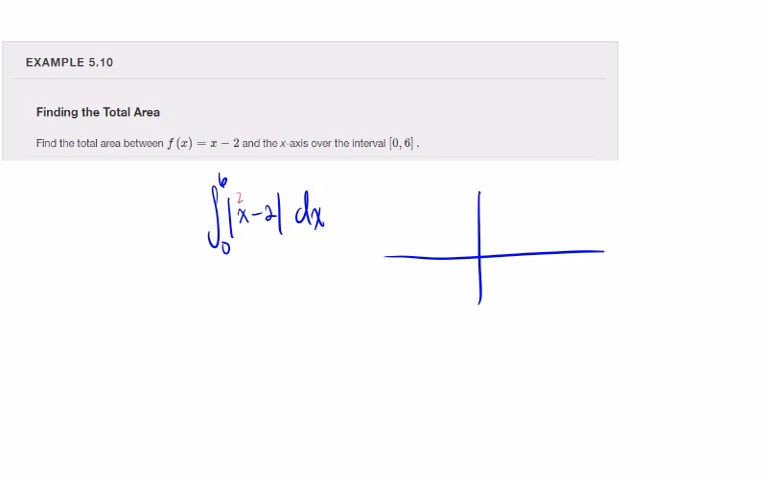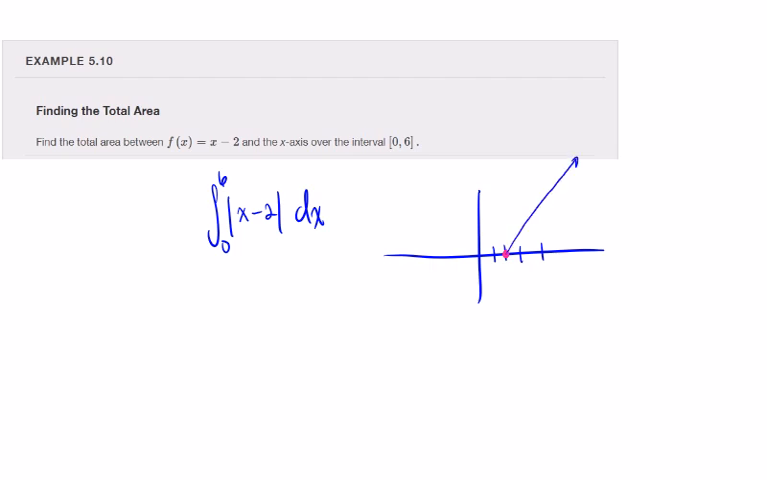So at x equals 2, this function is going to hit 0. But absolute value functions, instead of going through the line, actually bounce. They make a V. This has a slope of 1, so it's going to bounce and go up 1 over 1, up 1 over 1, then do the same thing on the other side. If we go from 0 to 6, this is 0, and then we're going to go all the way to 6.